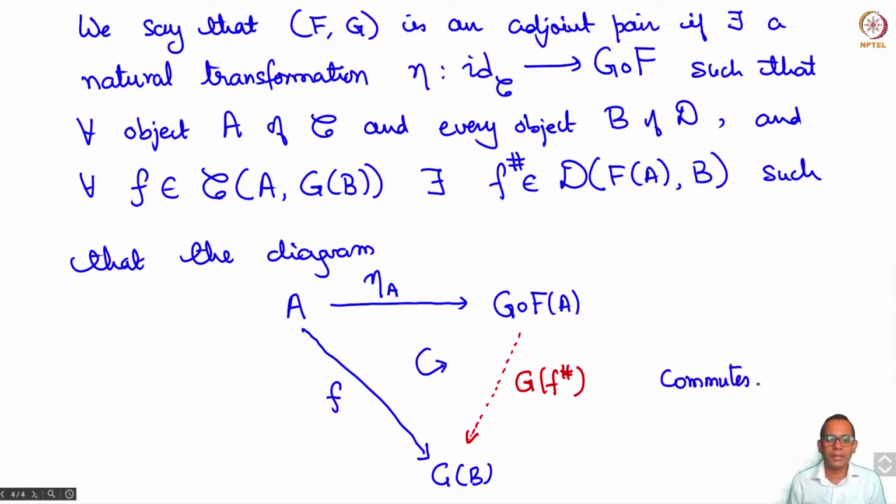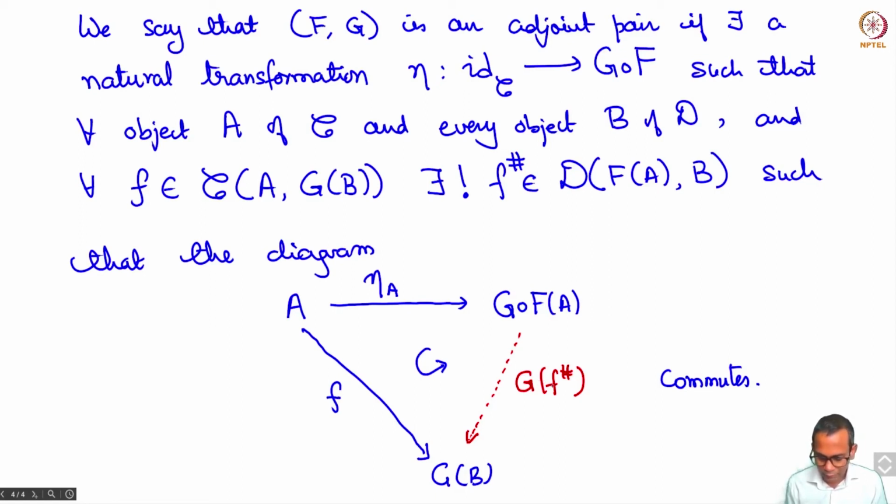This sets up a bijection. I should say there exists a unique F sharp, so the uniqueness is also required. So this sets up a bijection between F and F sharp, because F sharp exists uniquely if F is given. And so that's a function in one direction.